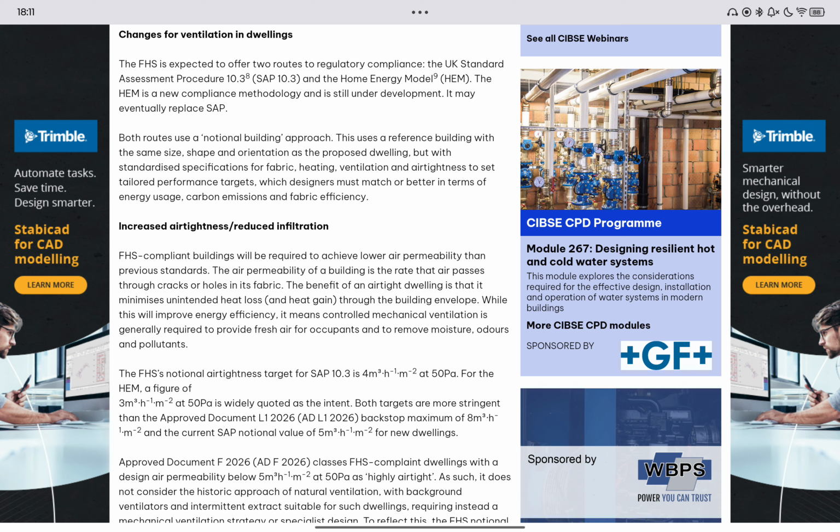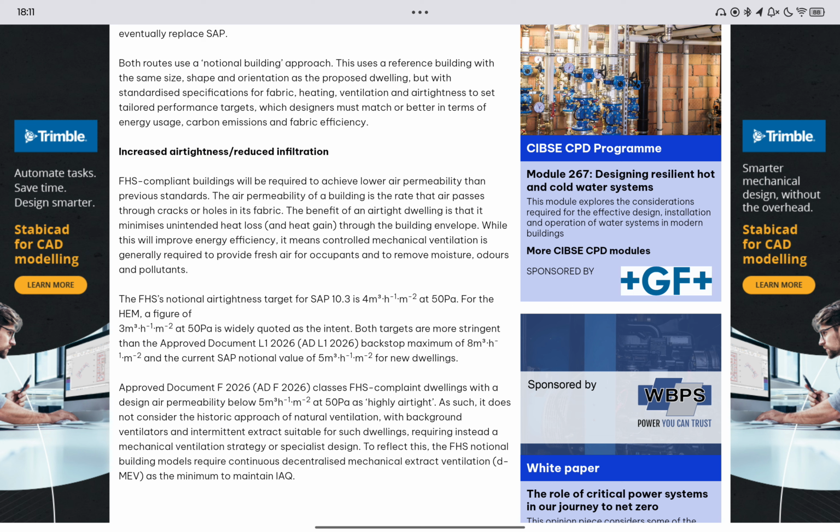Increased air tightness and reduced infiltration. FHS compliant buildings will be required to achieve lower air permeability than previous standards. The air permeability of a building is the rate that air passes through cracks or holes in its fabric. The benefit of an airtight dwelling is that it minimises unintended heat loss and heat gain through the building envelope. While this will improve energy efficiency, it means controlled mechanical ventilation is generally required to provide fresh air for occupants and to remove moisture, odours and pollutants.